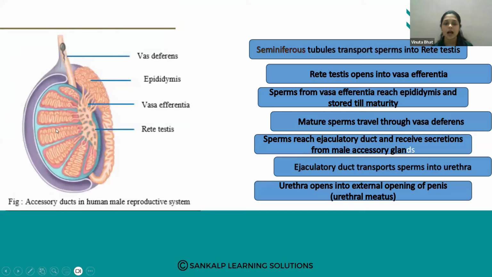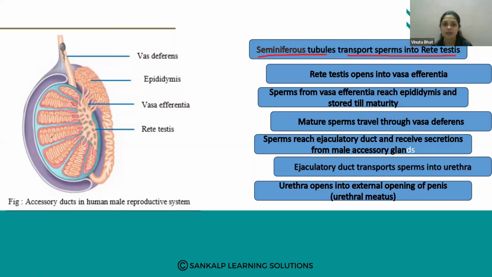Next, how are the sperms produced? They are produced inside the seminiferous tubules. Inside the seminiferous tubule, when the sperms are produced, they have to move to the penis, right? The seminiferous tubules transport the sperms into the rete testis.